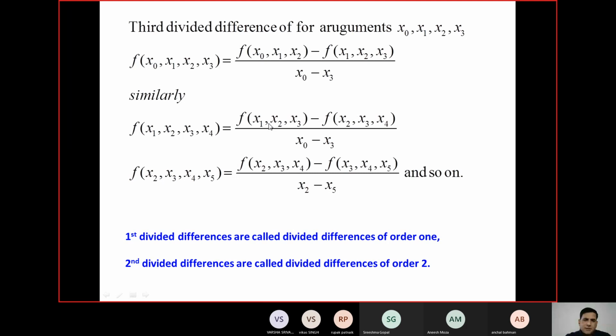Can you see this? Hello? Yes, sir. So in that case, these are your data points, and you have x naught, x1, x2.